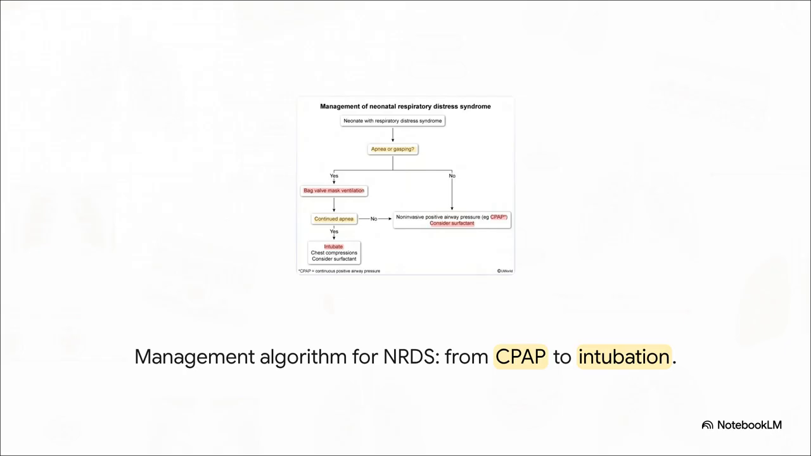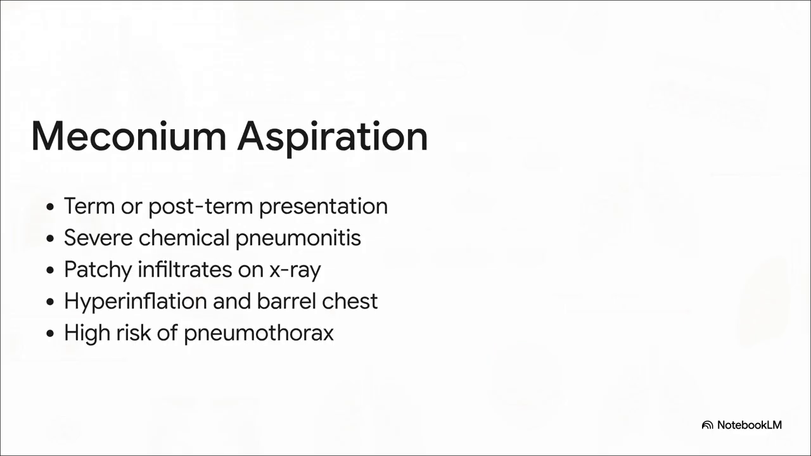Now, if NRDS does develop, you'll initially support the neonate with non-invasive positive airway pressure, like CPAP. This prevents those alveoli from collapsing at the end of expiration while giving them supplemental oxygen. You only want to reserve intubation and exogenous surfactant for significant disease, particularly if there's continued apnea, gasping, or a steadily increasing oxygen requirement. Moving to term or post-term deliveries, fetal distress can trigger meconium aspiration syndrome.